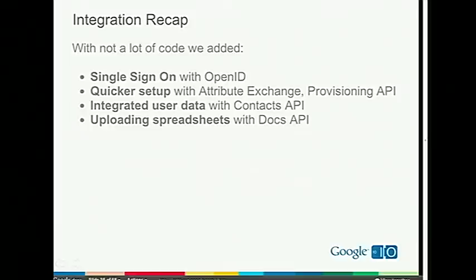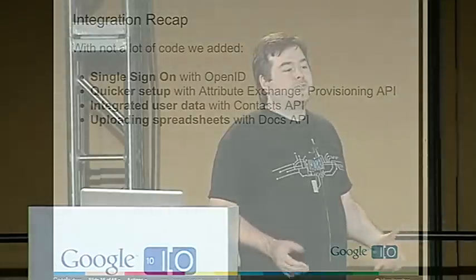So before I hand it back to Ryan to talk about gadgets, I just want to do a quick recap. What you saw is, without adding a lot of code to the application, we were able to significantly improve the user experience. We were able to add single sign-on with OpenID, so users no longer had to explicitly create accounts or set up new passwords. We were able to make the setup process for the application a lot faster. As an administrator, I didn't have to enter in a lot of information to start using the application. And then from the user's perspective, we were able to add some features that made the combination of Google Apps and Sassy Voice a better experience than if they were a standalone application.